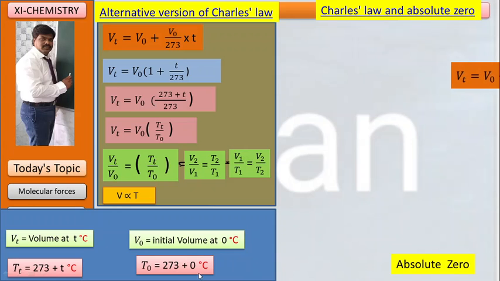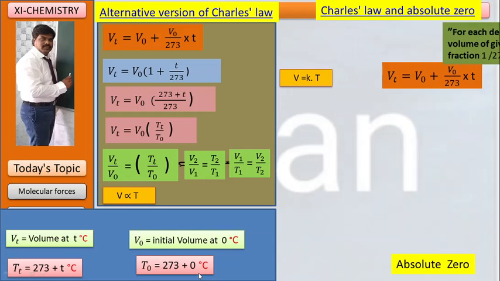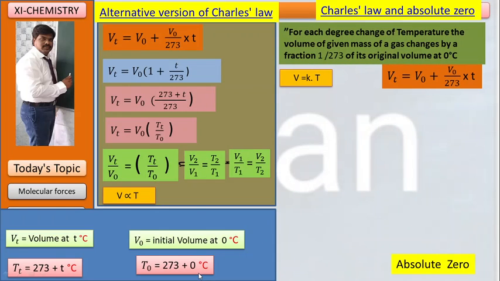I will explain what absolute zero is. A temperature at which the volume becomes 0 is known as absolute zero. That I have written in printed form. For each degree change in temperature, the volume of a given mass of gas changes by a fraction of 1 by 273 of its original volume.